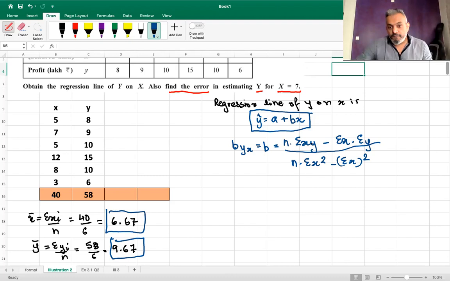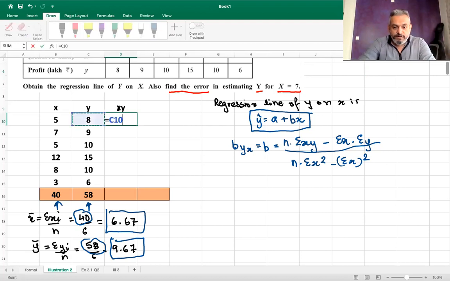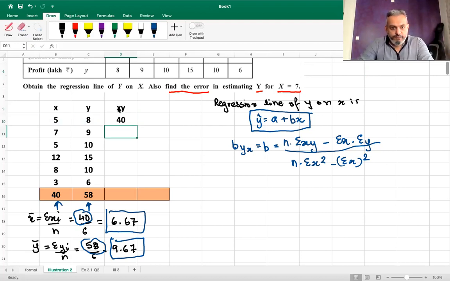Now we write the formula to decide the columns. So from this formula we will know what we need. Sigma x and sigma y we already have, they are already available. Now we need x into y, so here we'll find out x into y, and we need x square. We don't need y square, so let's not waste our time on it. So x into y, numbers are small: 8 5s are 40, 63, 50, 180, 80, 18, and 431.